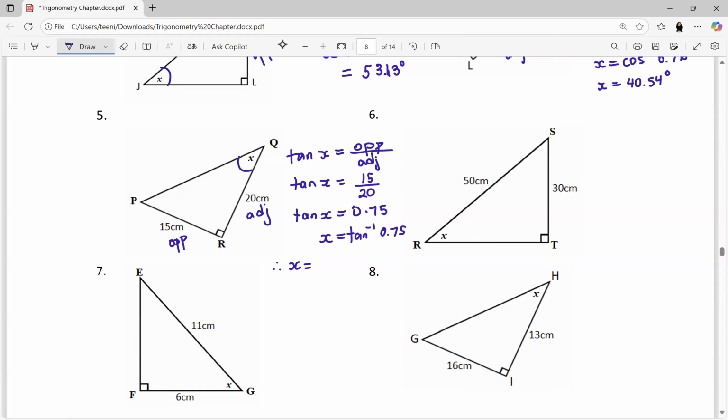I got 36.869. Yes. So if we're rounding to two decimal places, it will be 36.87. Is that okay?